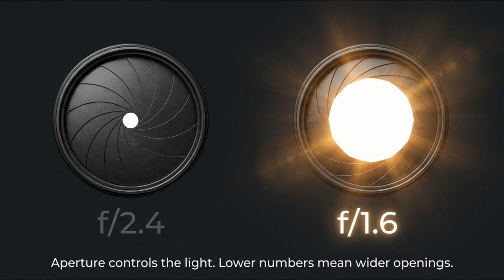Aperture, represented by the f number, controls the amount of light entering the lens. A lower f number, like f/1.6, indicates a wider opening, capturing more light than a smaller aperture like f/2.4.